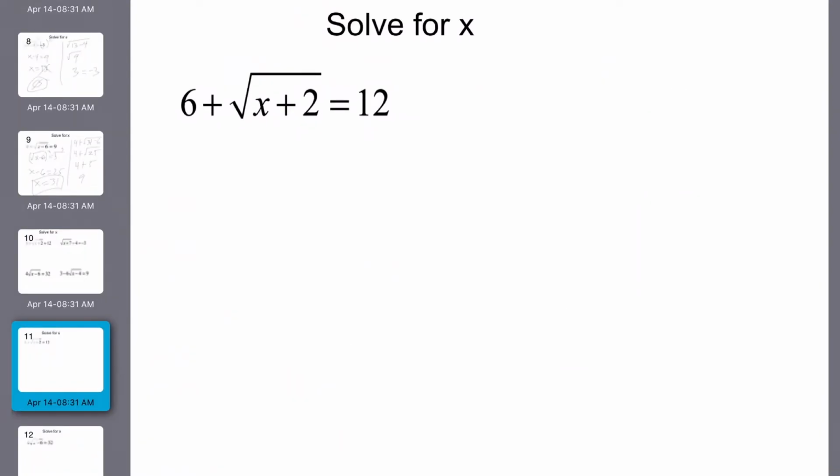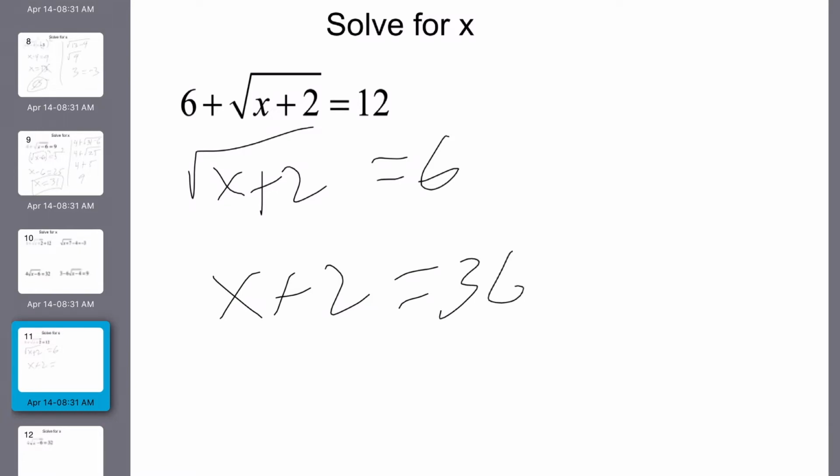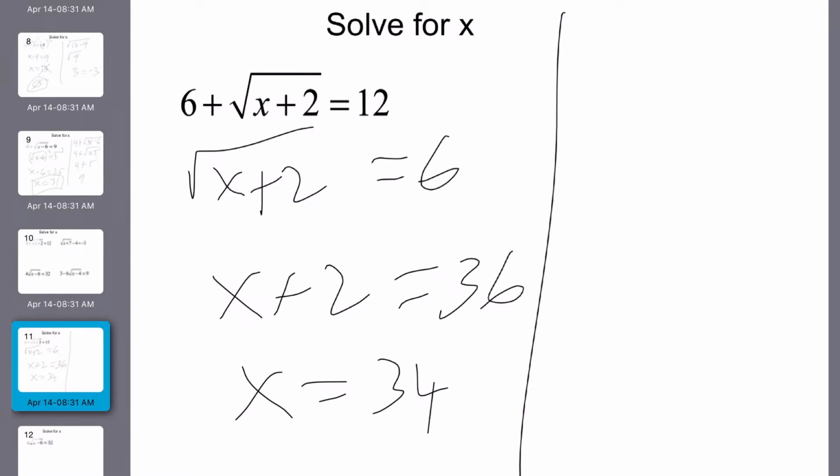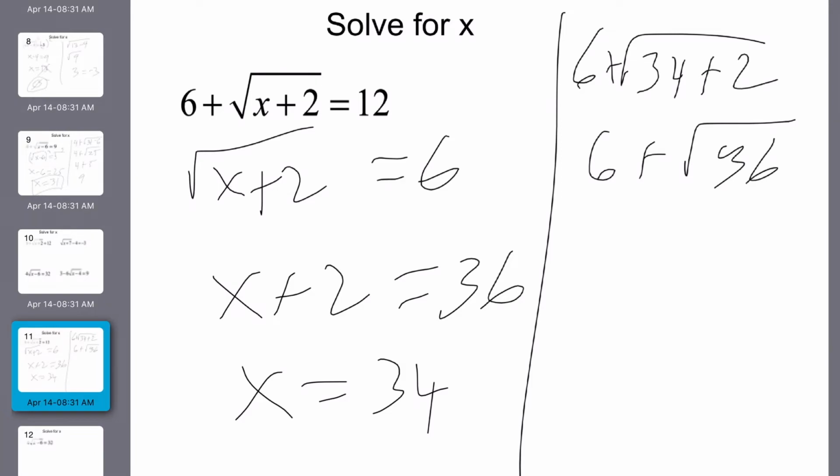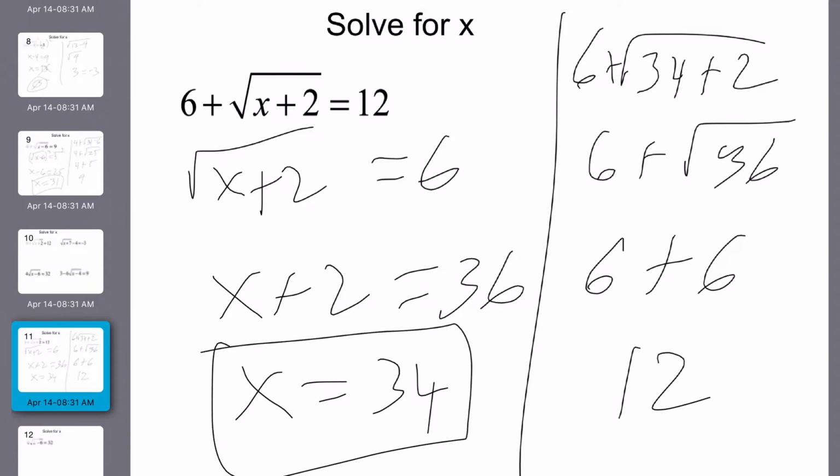So going ahead and looking at the first problem here, first thing we have to do is subtract 6 from both sides, and you get the square root of x plus 2 equals 6, and then we're going to square both sides, so you get x plus 2 equals 36, or x equals 34. And checking our answer, you have 6 plus the square root of 34 plus 2, or 6 plus the square root of 36. 6 plus 6 is 12, and 12 equals 12. So you know that x does in fact equal 34 is a solution.